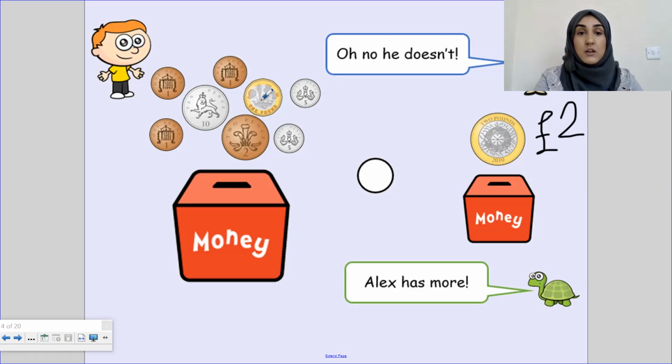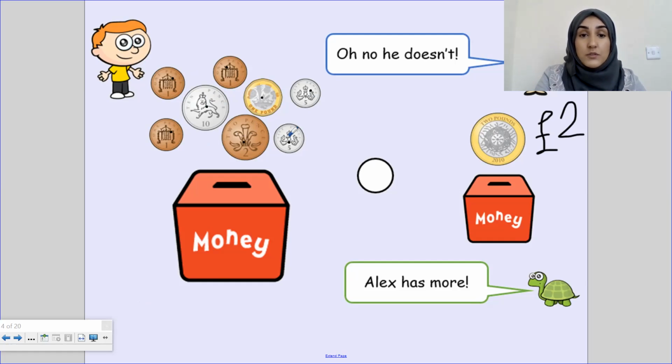Okay, how much does Alex have? We're going to have to count for this one. So remember, we always start counting from the biggest value to the smallest value, from the greatest to the smallest value. So the greatest value is £1, and we've got 10, 15, 20, 22, 23, 24, 25. £1 and 25 pence.